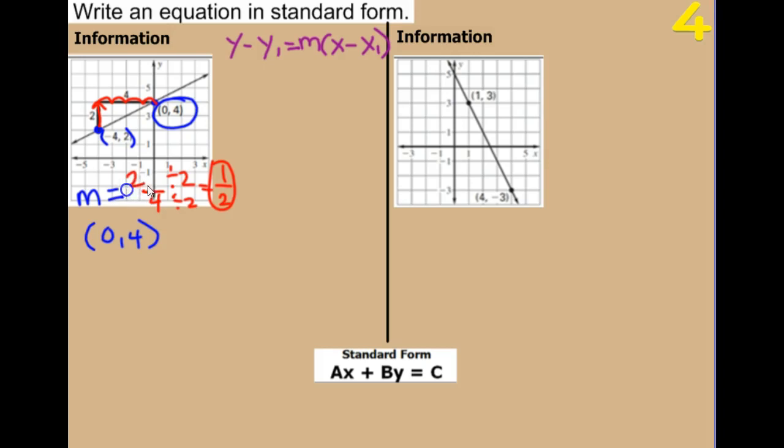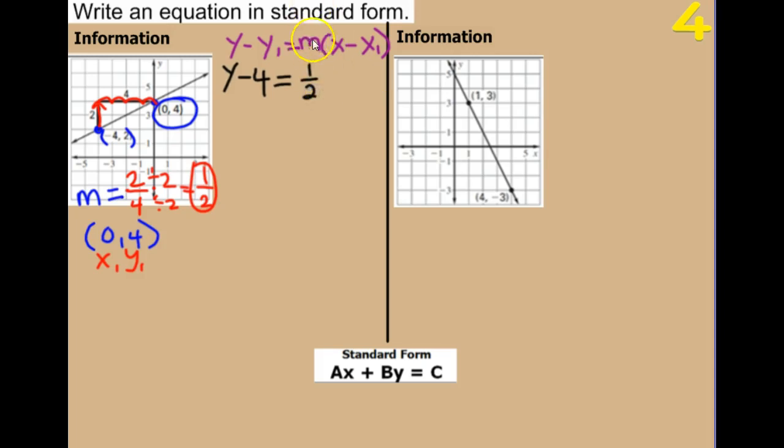So we know what our slope is, and we know a point. So I'm going to label my point x, y, that's my one point I'm plugging in, and use it all in this equation. So y minus y1, which is 4, equal to our slope m, which is 1 over 2. And then in parentheses, x minus x1, which is 0.